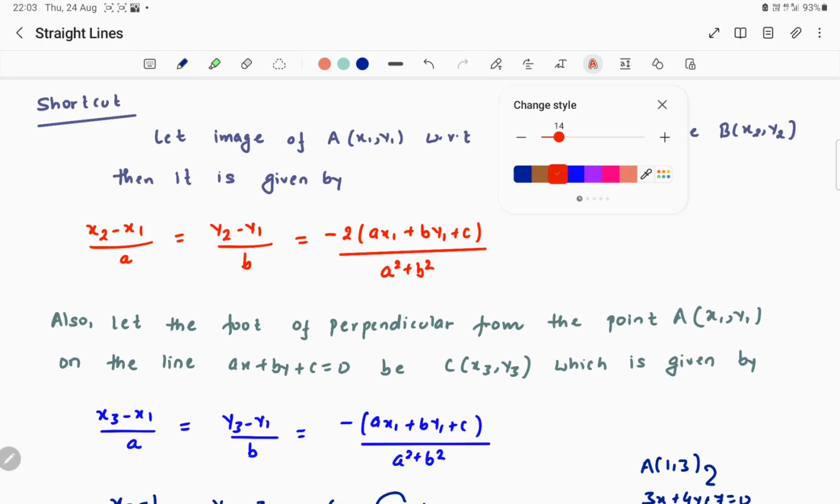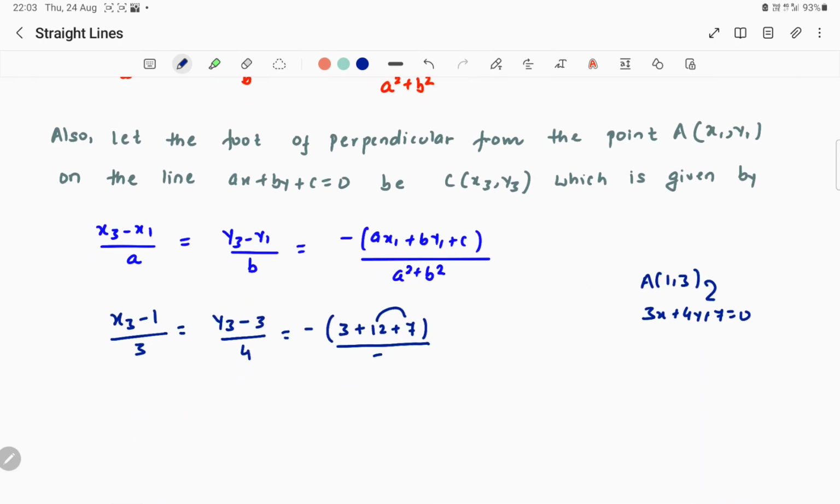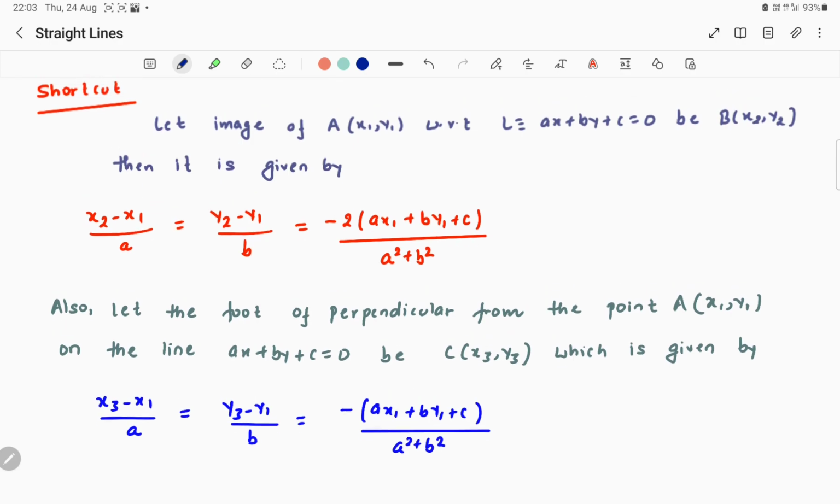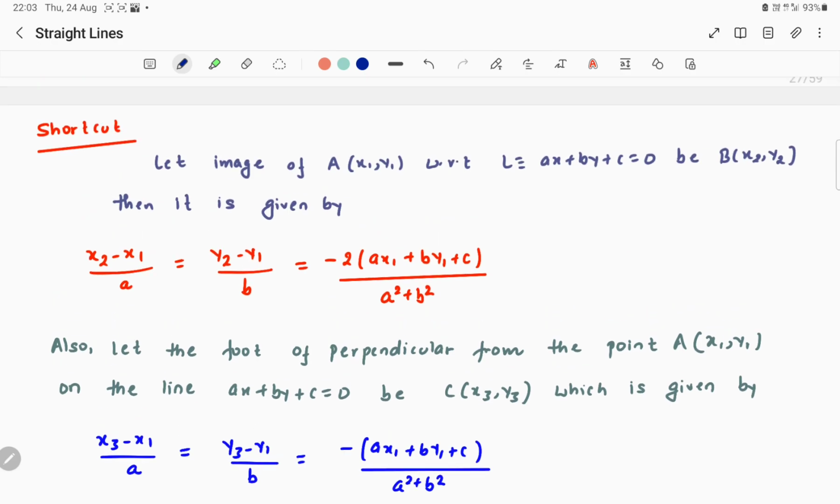Okay, so the shortcut is that in the exam you can directly use this to evaluate. So first understand what the formula is. The formula is that x2 and y2 are the foot of perpendiculars. Okay, and x1 y1 are the given coordinates. Sorry, x2 y2 are the image, not the foot of perpendicular, it is the image. So if you want to find x2 y2, you use this formula.